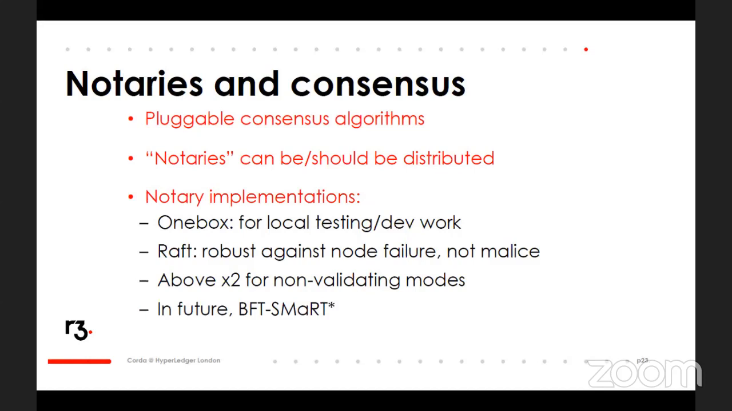If you want, you can have the notary implement Raft consensus or Kafka, or even, as Hyperledger Sawtooth uses, proof of elapsed time. If you want, you can add proof of elapsed time. So any consensus can be plugged in, as Corda supports. You can plug any consensus into the notary. The current notary implementation is one called OneBox, which is for the local environment.